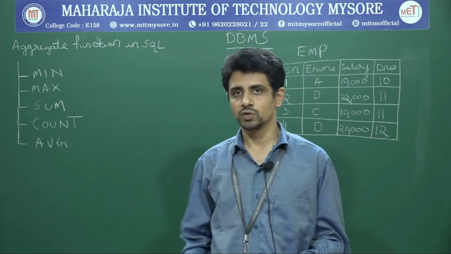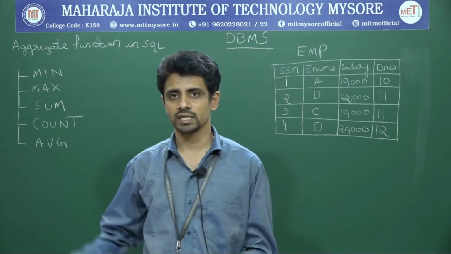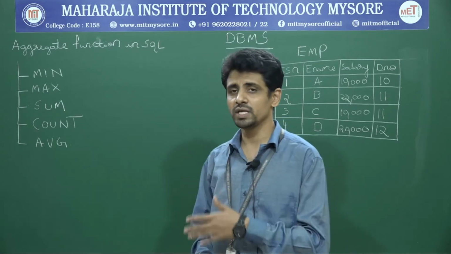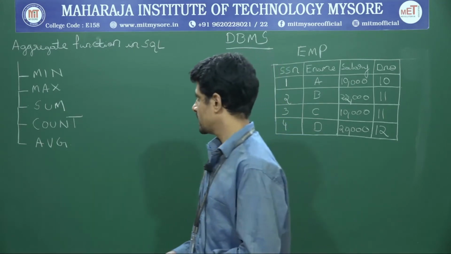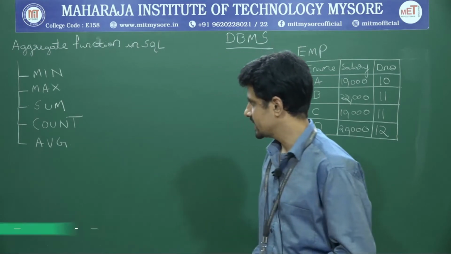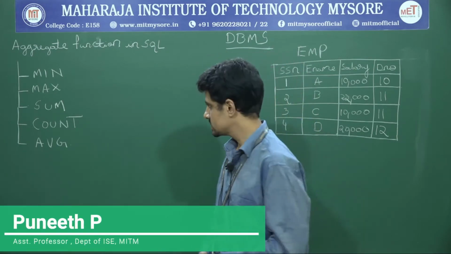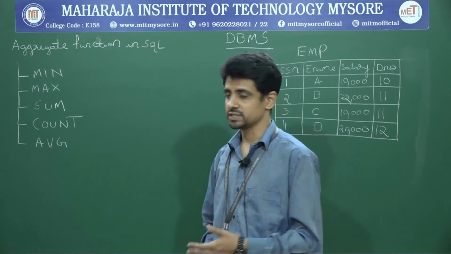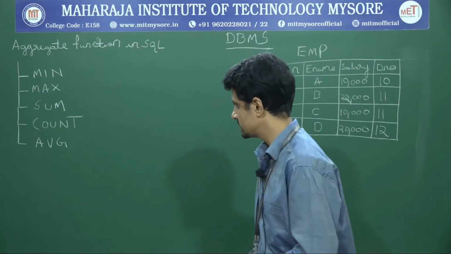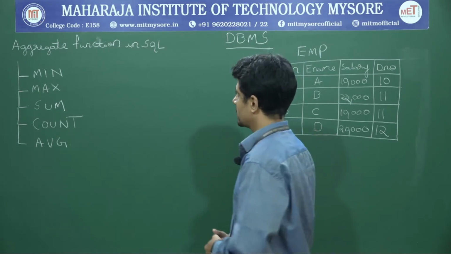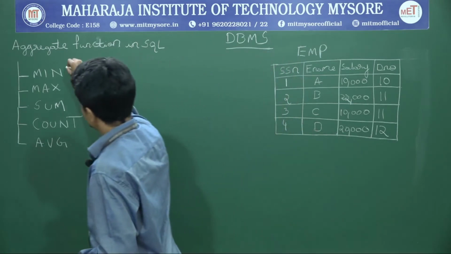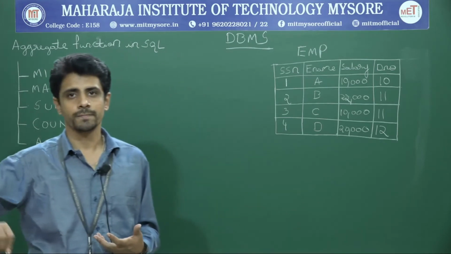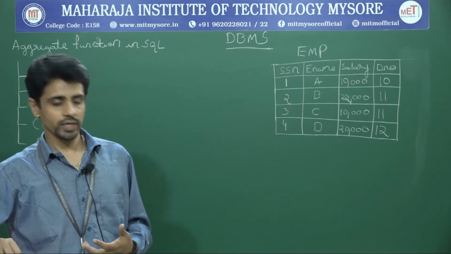Before seeing its usefulness in writing SQL queries, let us first see the meaning of each of these aggregate functions. We have 5 aggregate functions: min, max, sum, count as well as average, as we have discussed in relational algebra. So minimum is used to find the minimum of a given attribute.